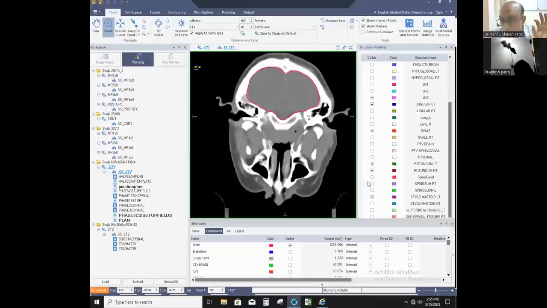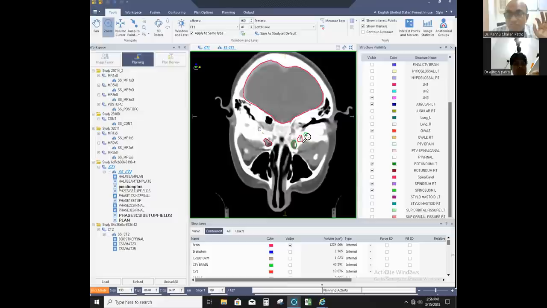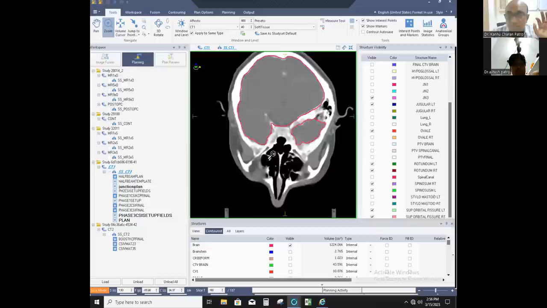So rotundum, ovale, spinosum. These three are put in a single line, and you can contour them. Then you can contour the superior orbital fissure and inferior orbital fissure. So these are the optic foramen, the superior orbital fissure, and the inferior orbital fissures.